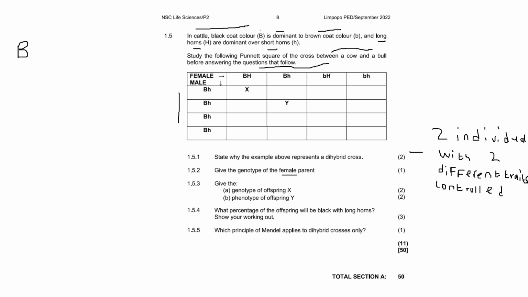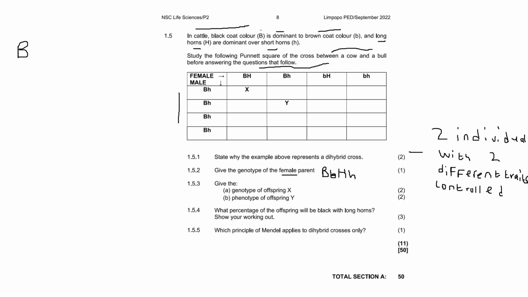So they're asking us to determine the genotype of the female parent. Brown is dominant, so it will be brown, but heterozygous, so it will be big B and small b, where brown is dominant over small b. And for horns, they'll have one big H and small h, so they're heterozygous for each.